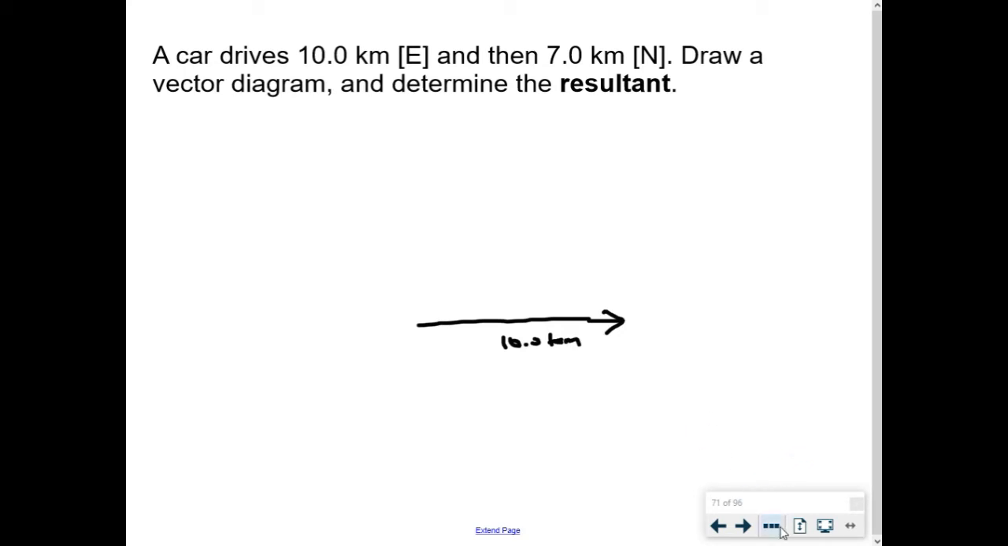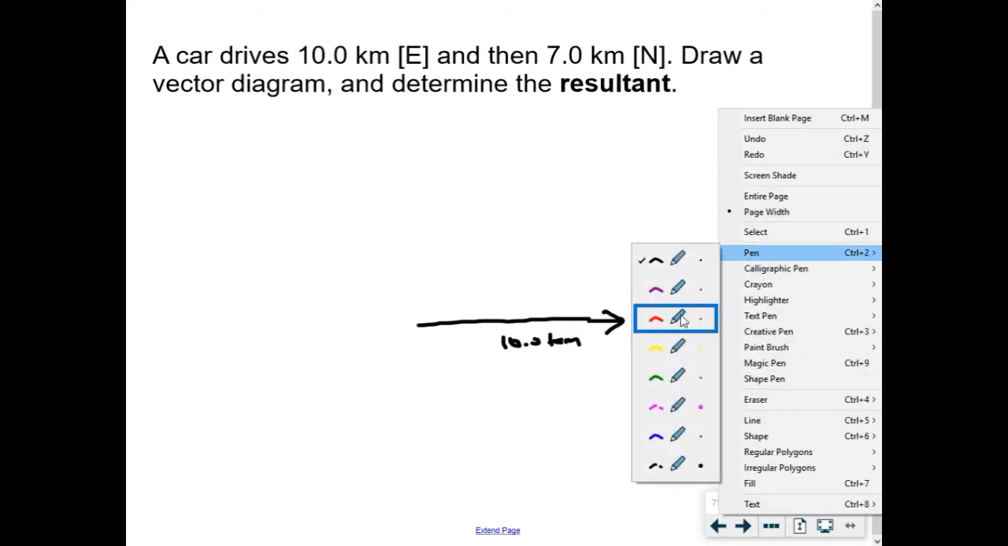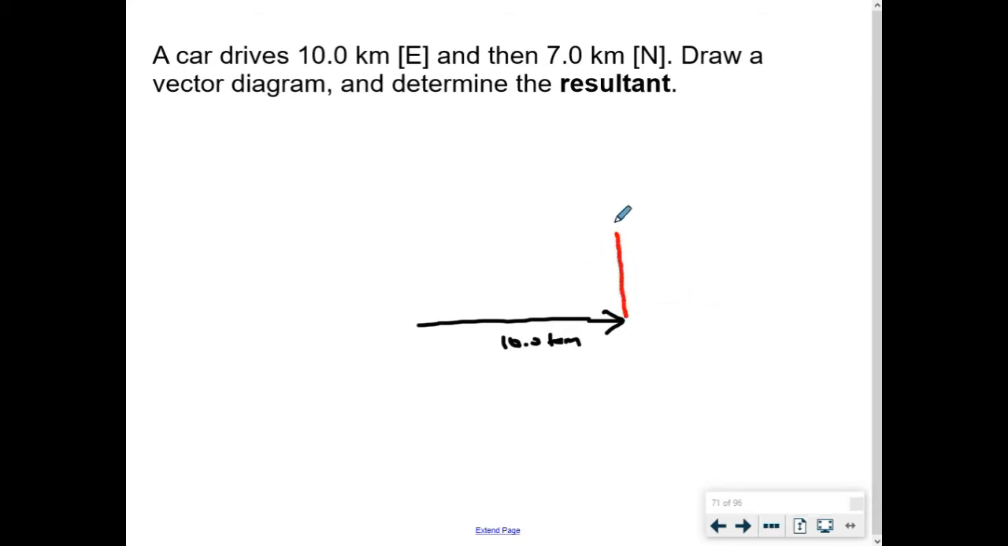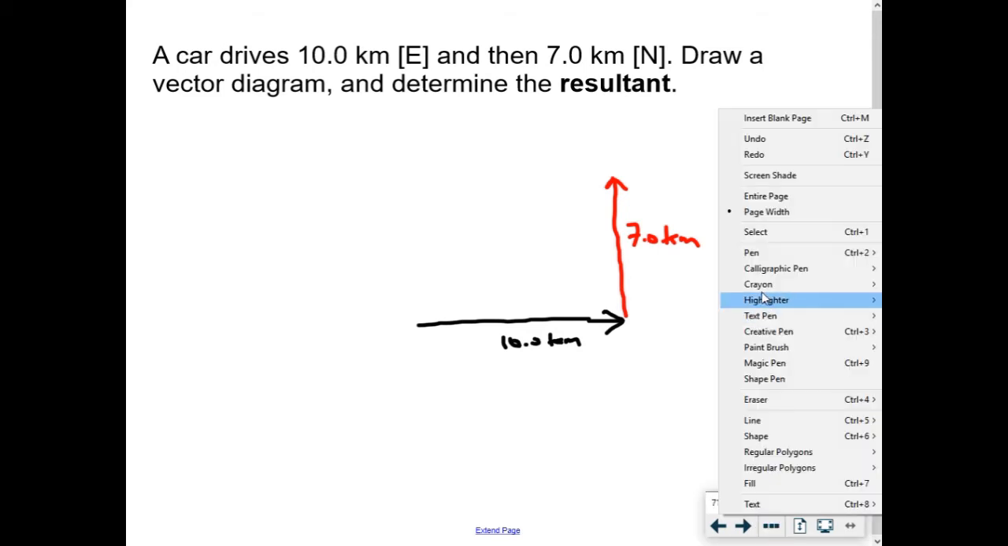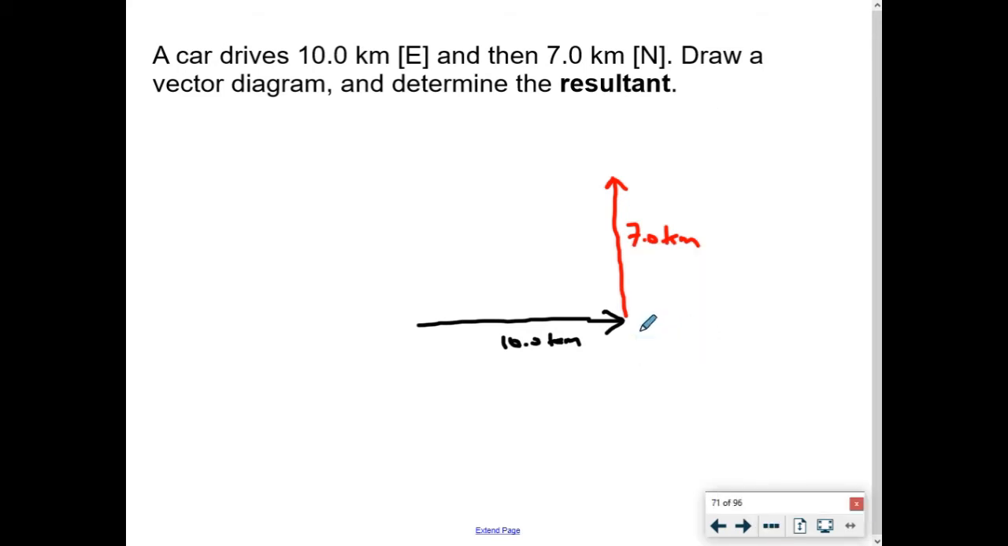And then it goes 7 kilometers north. So if I use a new color, and then 7 kilometers north. Now I'm not going to draw it quite as big, because this was 10 kilometers, so to scale, this should be about 7 kilometers. And you'll notice that what we've done right in this location down here, I'm going to use another color to point this out. This is known as tip to tail, because the tip of the black arrow is lined up with the tail of the red one.